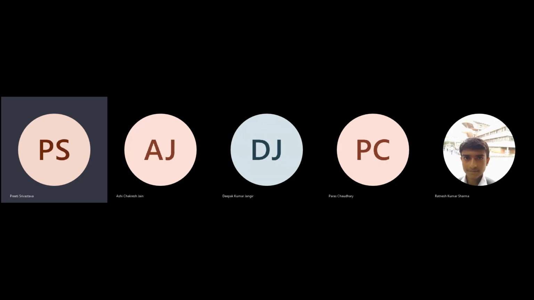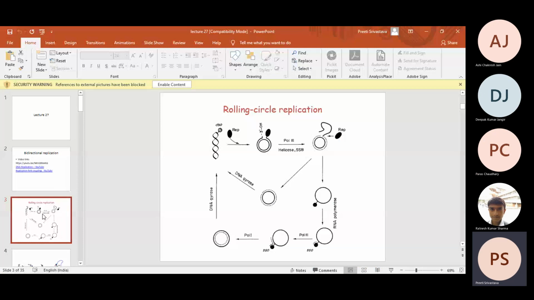I'll quickly go over rolling circle replication, although I'm aware that you have studied it, but let's quickly revise. Rolling circle replication is mostly common in plasmids, not in chromosomes. Can you tell me why?